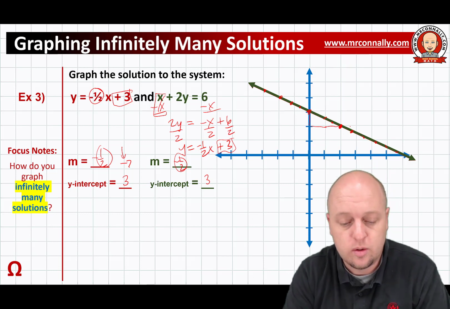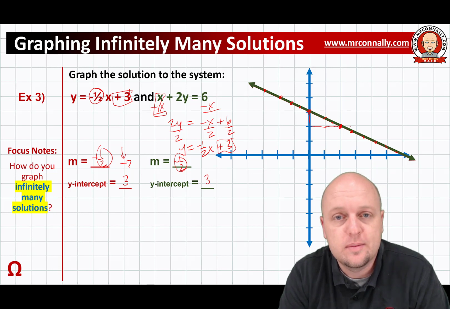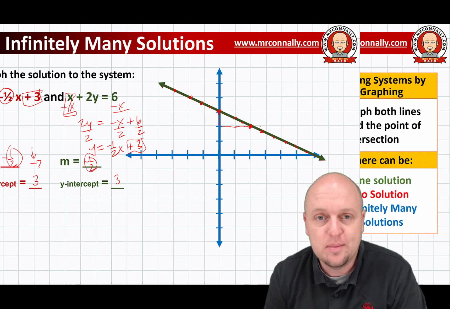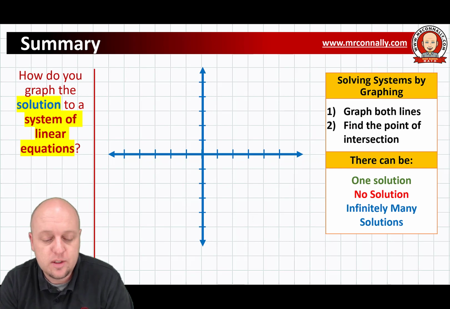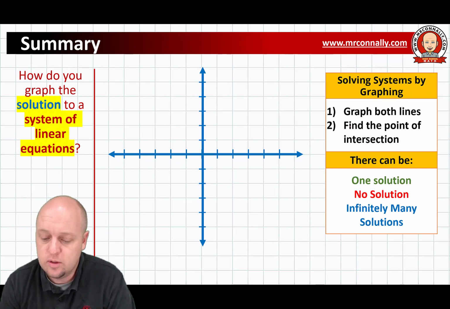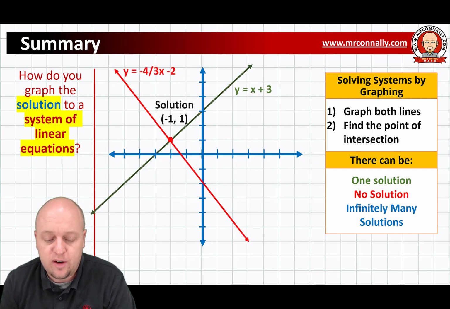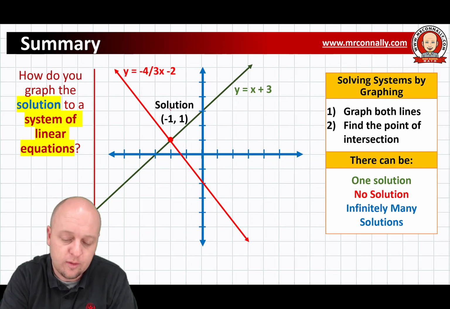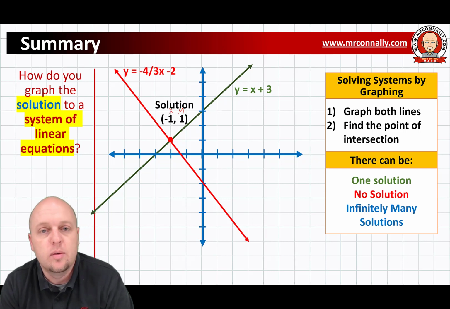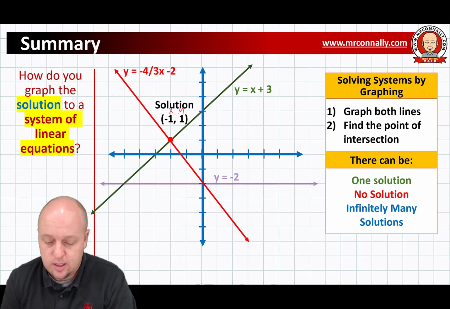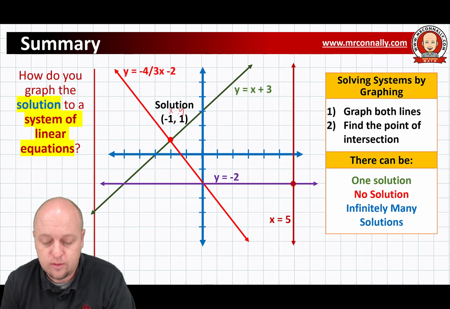Okay, so go ahead and finish that part up. You all done? Great job. Let's move on. How do you graph the solution to a system of linear equations? Well, remember, we do two things. First, we graph both the lines, and then we find the point of intersection. And that will give us the answer for both the x and y value for both equations that makes them both true.